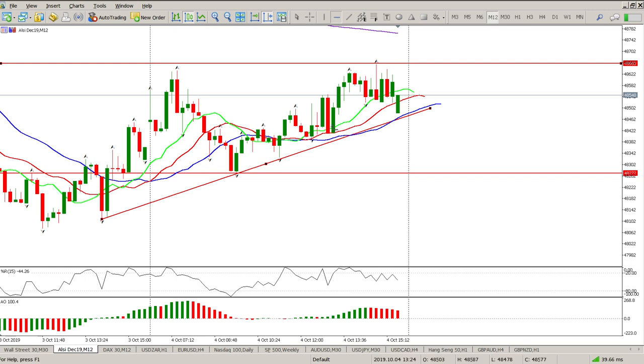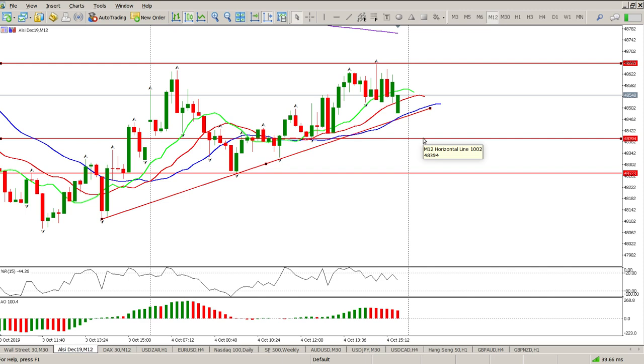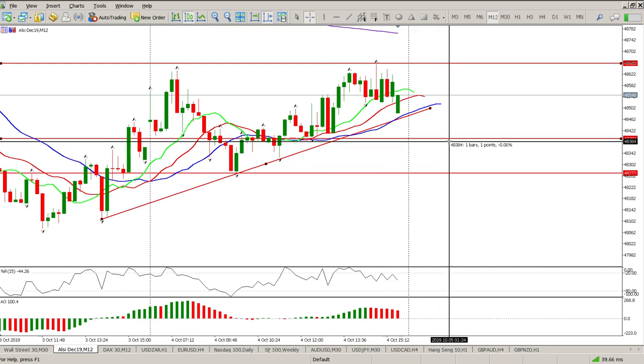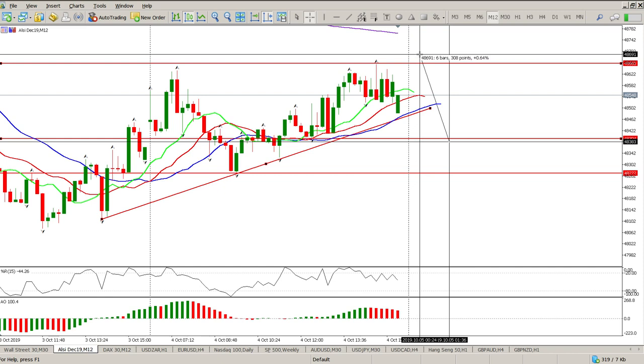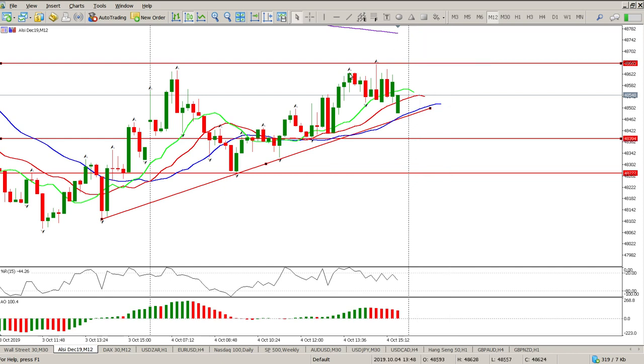So there are a couple of fractal levels here. This is the first one. So a break below this level here, which is 48,394, would be a break of the fractal. Okay, and that would trigger, for me anyway, a short. So that would give me a 300-point stop loss, because my stop needs to be above the high of Friday.